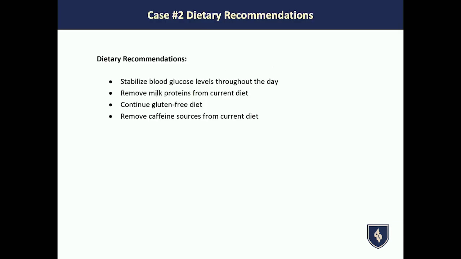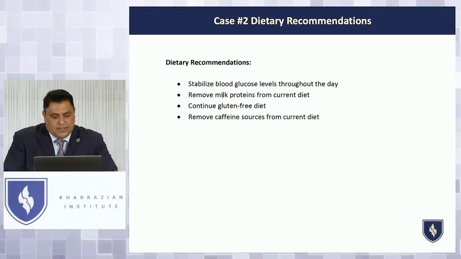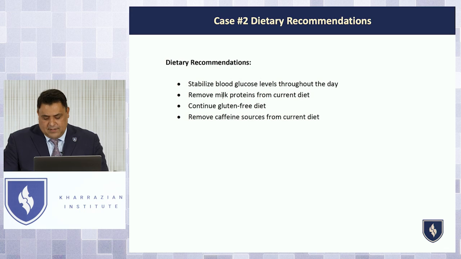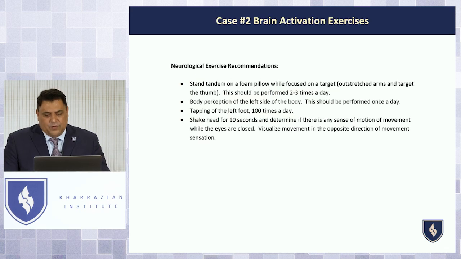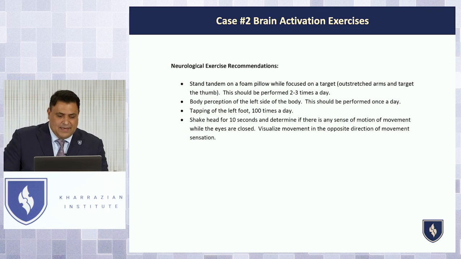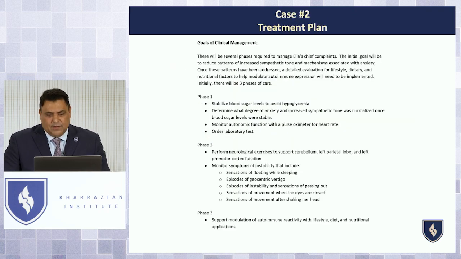So dietary recommendations: stabilize blood glucose levels throughout the day, remove milk proteins from current diet, continue on a gluten-free diet, remove caffeine sources from the current diet, and then I just had her do some stability exercises, which is basically stare at the thumb and not move. Those aren't so critical because her brain is just so inflamed.